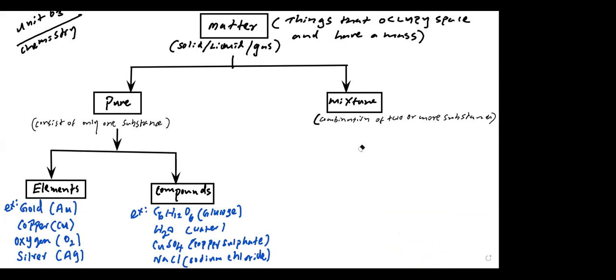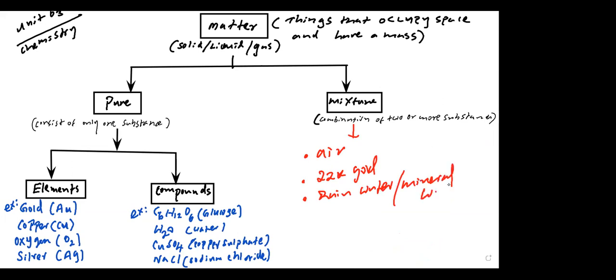22 karat gold is a mixture, the air that we breathe is a mixture. Don't write it here, because these mixtures we have to classify again. You can write separately. The air we breathe, 22 karat gold, they are all mixtures. And then water. Water that we drink, like drinking water, rainwater, tap water, or mineral water. Saline, they are all mixtures. Saline water, Jeevani, right?